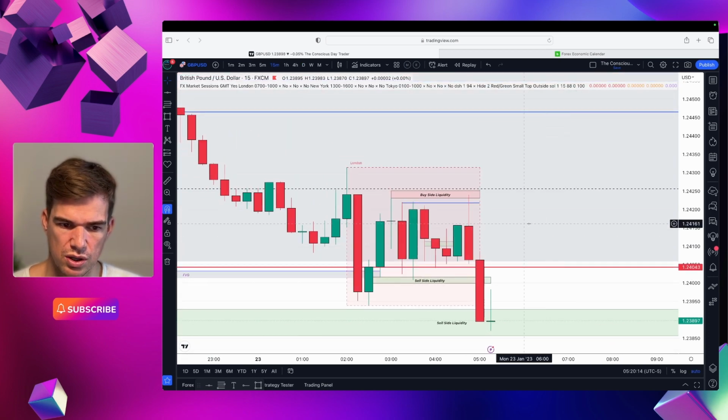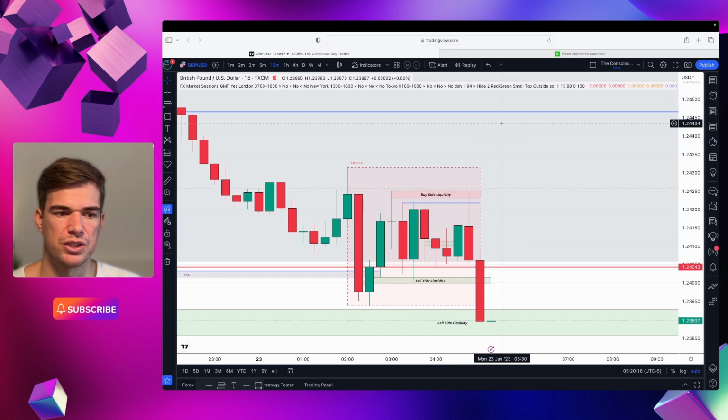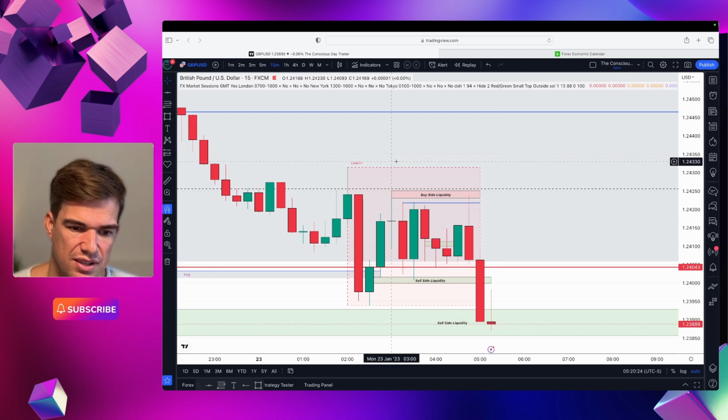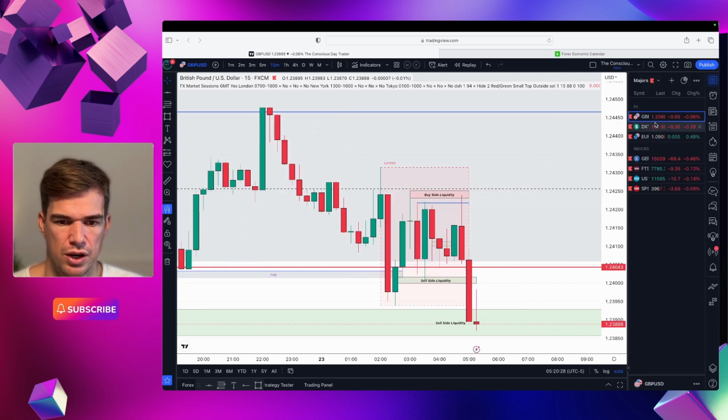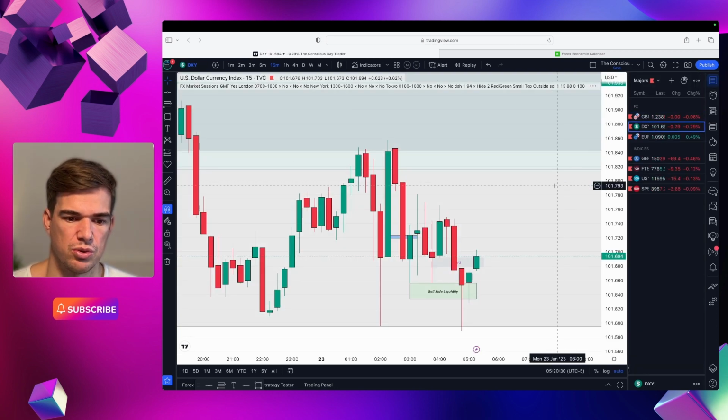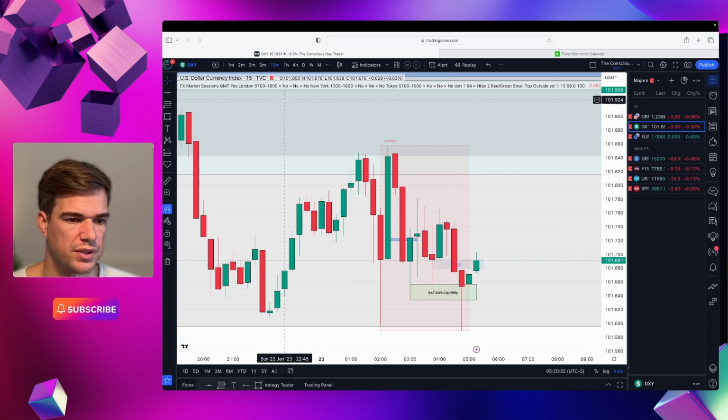And now we're going to talk a bit about how we can use the pound dollar and the index in correlation to see what potentially could be the targets. Another area that gave me confidence that the dollar will want to come lower is the potential of the dollar.